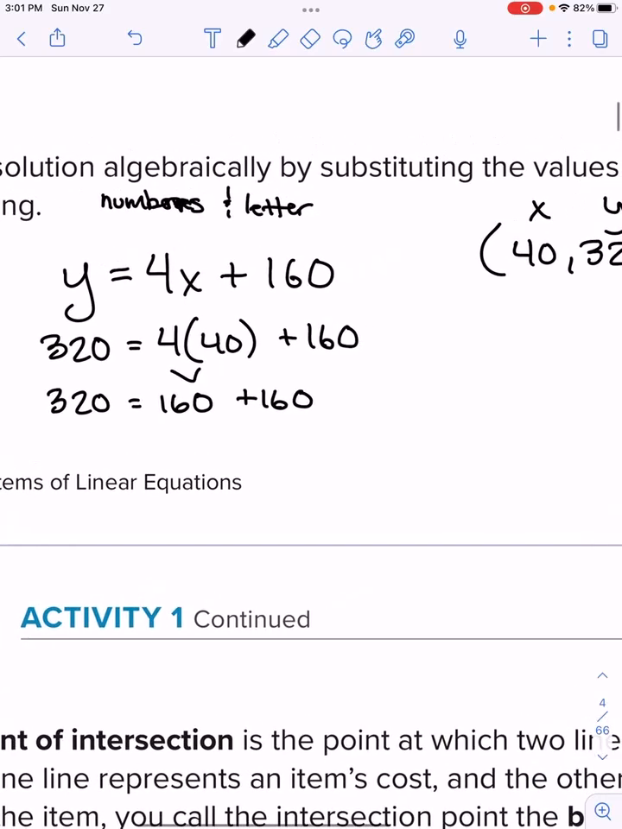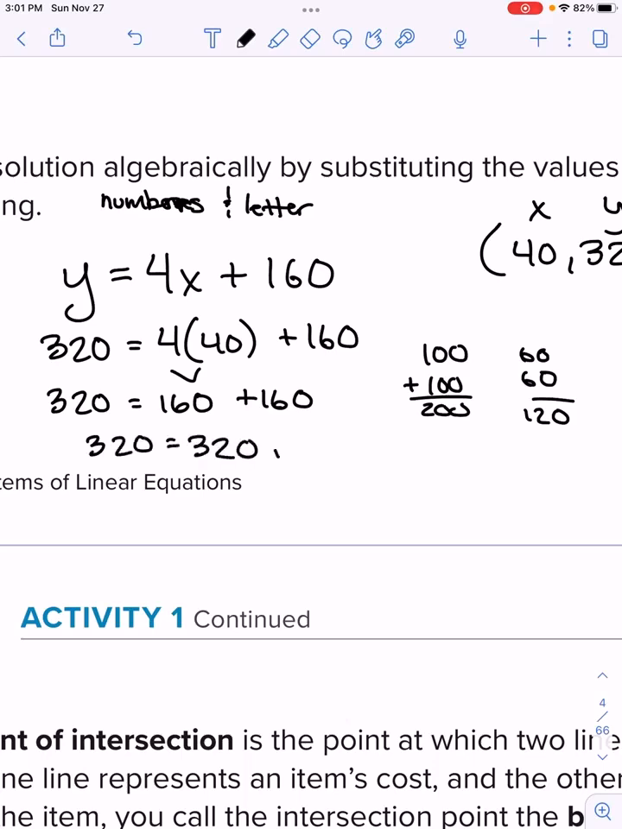You can do this mentally, right? Instead of 160 plus 160, why don't you do 100 plus 100, and then maybe add the 60 and 60 afterwards. Okay, right, this is 200, and this is 120. 200 plus 120 is 320. So that's a true statement, right?